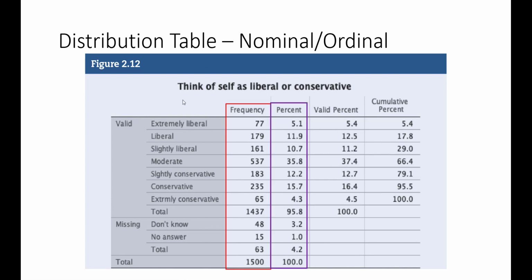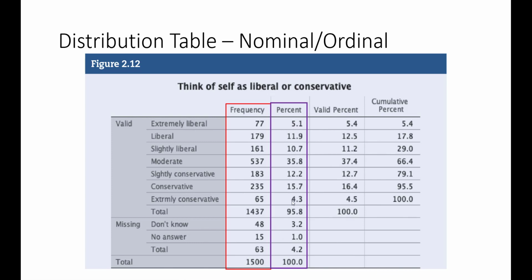Next, we have what is called a percent distribution. And again, the percent distribution is going to be very similar to the proportional distribution, with the exception that this percent is multiplied by 100 to get that percentage. A proportional distribution would be, for example, for a percent of 5.1, a proportional distribution would be 0.051. But this percent distribution shows the percentage of total people who responded to each category. So we can see that a frequency of 77 people who responded extremely liberal means that 5.1% of our total number of people responded with extremely liberal.